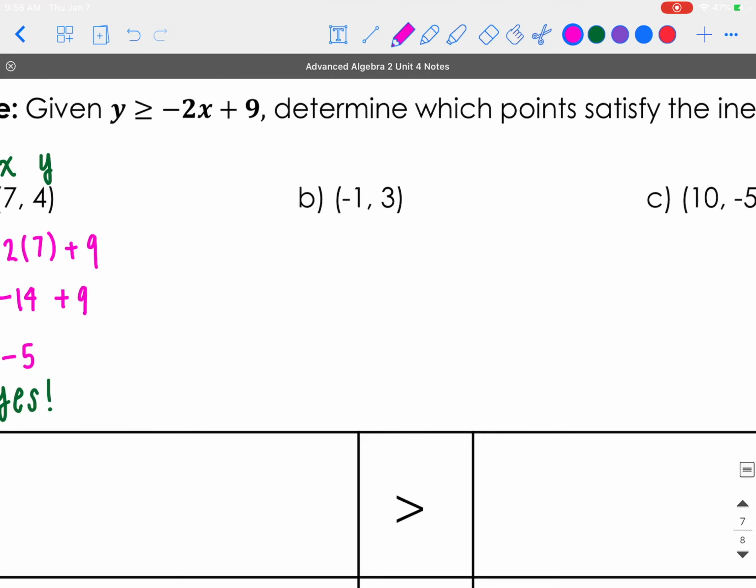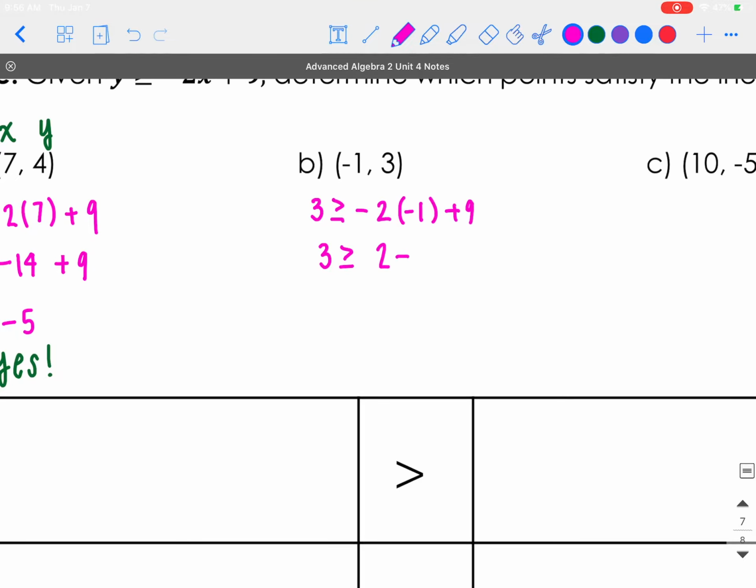Let's try B. 3 greater than or equal to negative 2 times negative 1 plus 9. That would be 3 greater than or equal to 2 plus 9. 3 greater than or equal to 11. Is that true? No. So negative 1, 3 is not a solution.